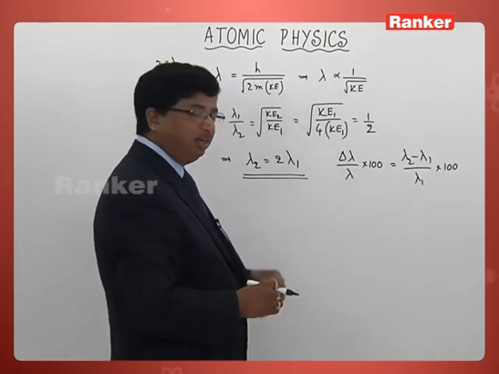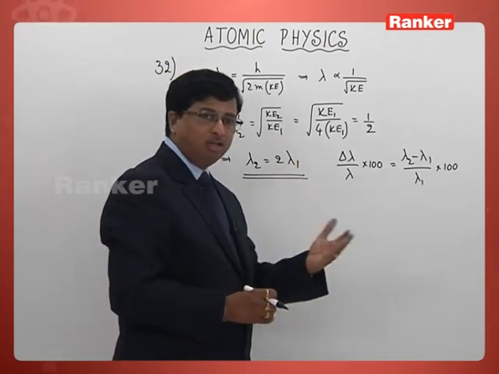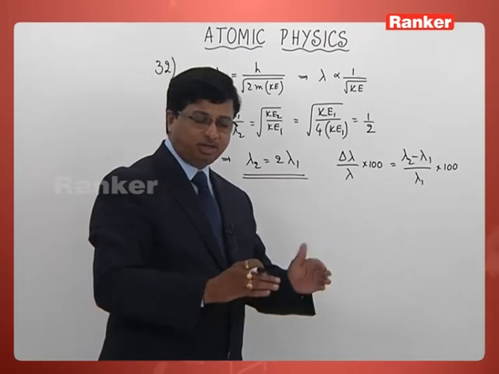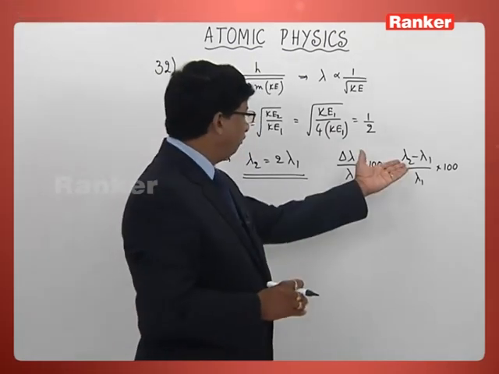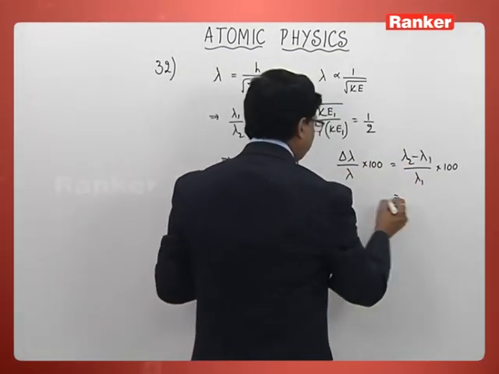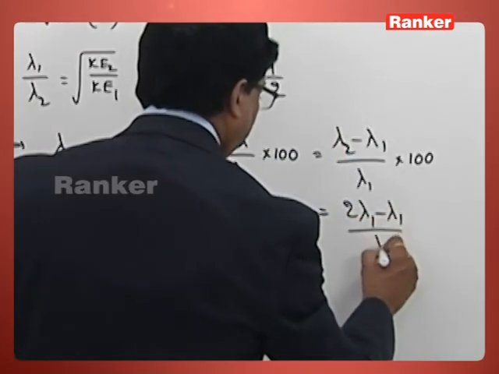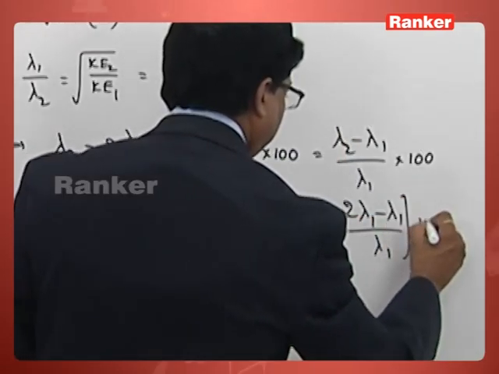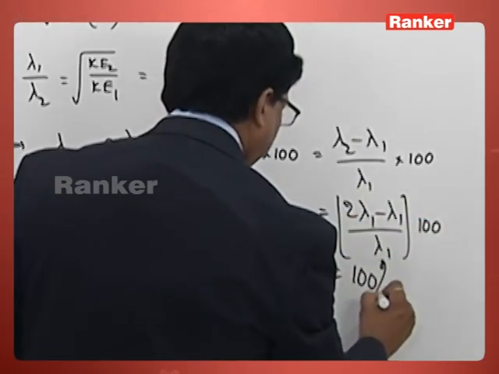At the JEE level, generally you can understand that the moment it is doubled, you can come to the conclusion that its increase is 100%. Otherwise, there is a formula like this: (lambda 2 minus lambda 1) by lambda 1 into 100, which is (2 lambda 1 minus lambda 1) by lambda 1 into 100. So how much is it now going to be? 100%. So that is the one.